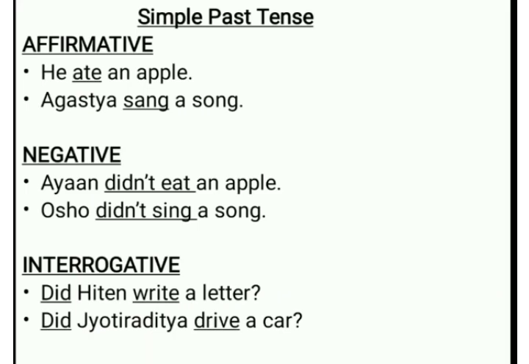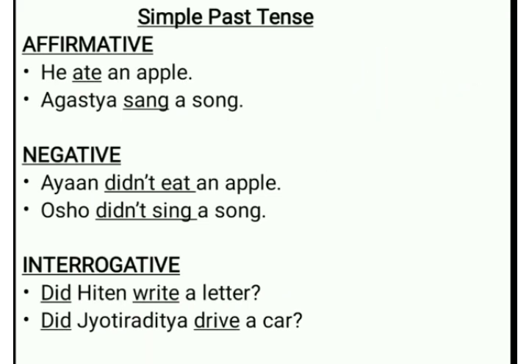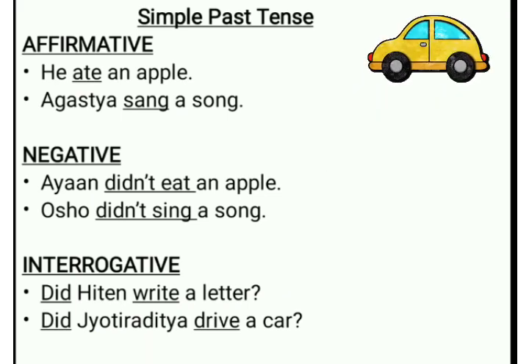Let's take a few examples in the interrogative sentence. Did Hiten write a letter? Did Jyotiraditya drive a car? So it's very clear to you that with did, we are going to use the first form of the verb. And don't forget to put a question mark in the end.